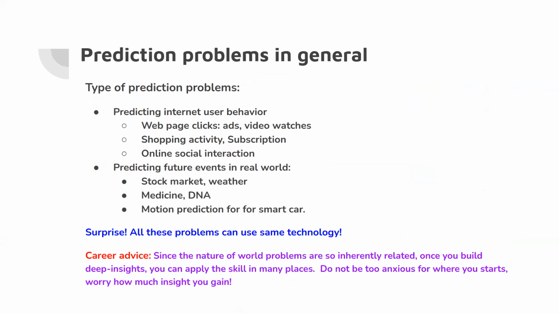So what are the different kinds of prediction problems in general? A very popular one is predicting web page clicks. Will you click this advertisement? How much money will I make? Will you watch this video? How long will you watch? Will you subscribe to this channel? Will you buy this product? And also, will you connect to this person and view his or her post? And in the real world, you predict the stock market, the weather, whether a medicine is useful, and the DNA from saliva. And certainly in self-driving cars, we predict motion. Surprisingly, all this prediction nowadays uses pretty much the same technology.